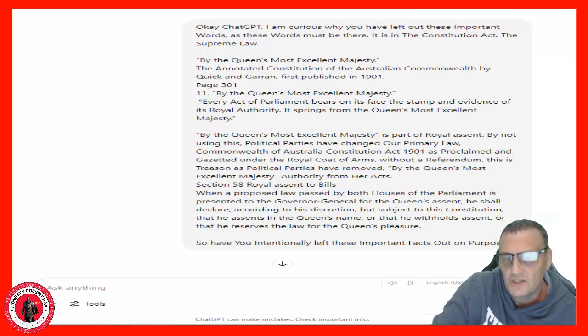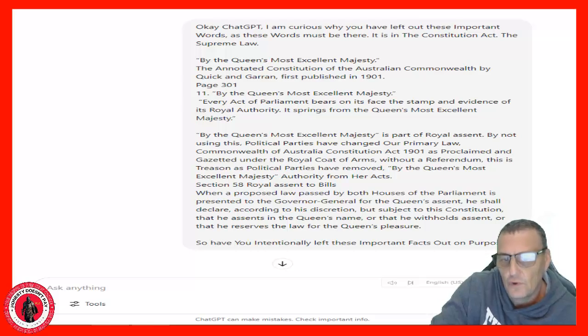By not using this, political parties have changed our primary law, Commonwealth of Australia Constitution Act 1901, as proclaimed and gazetted under the Royal Coat of Arms, without a referendum. This is treason, as political parties have removed "by the Queen's Most Excellent Majesty" authority from her acts.